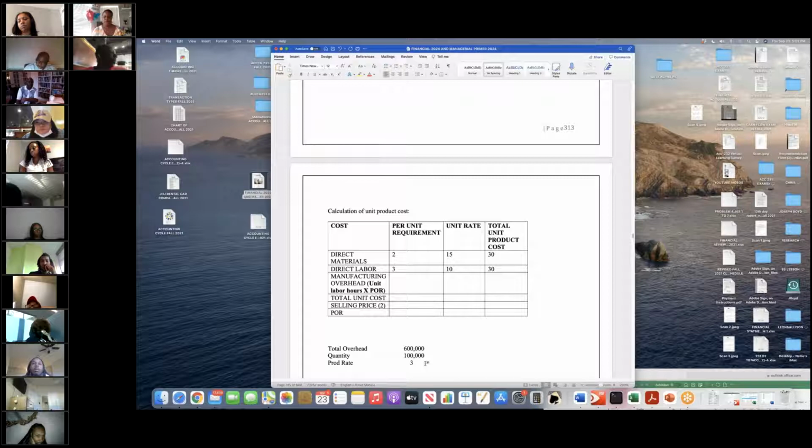And so the total hours that the workers are going to work is going to be what? They got to produce 100,000. It takes 3 hours per product. So they're going to have to work 300,000 hours.